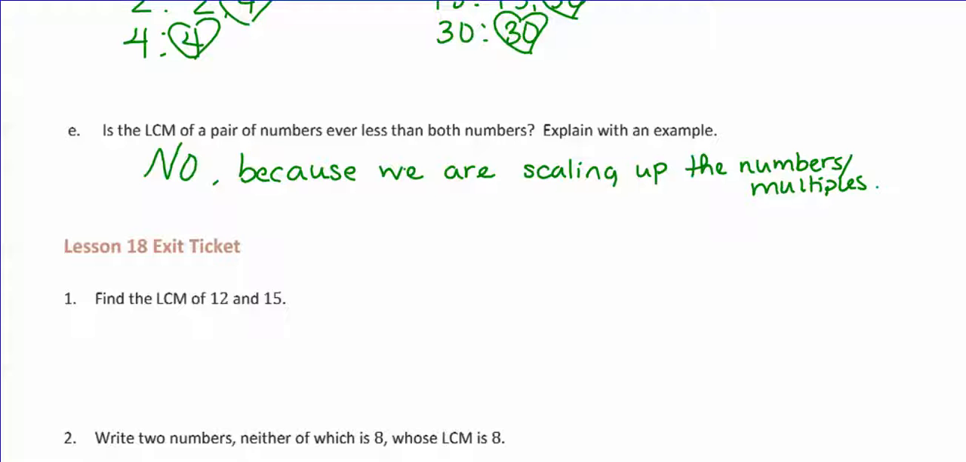All right, guys, if you could go ahead and find the LCM of 12 and 15 for the exit ticket here. I'm going to pause this video. I'm going to get what I need set up to show you guys the quizzes and Quizlet stuff, okay? So stay tuned. All right, guys, so you had to find the LCM of 12 and 15, which is 60.